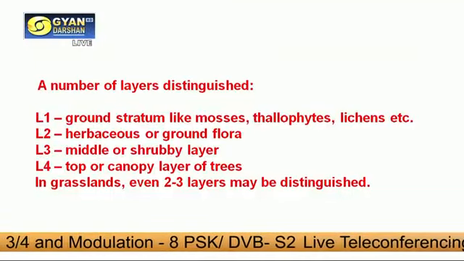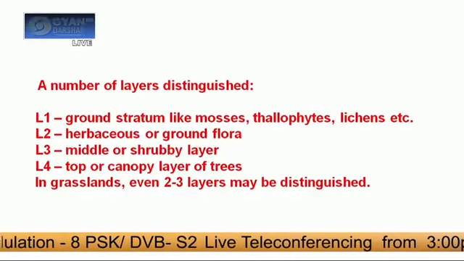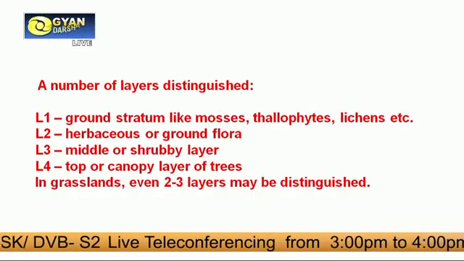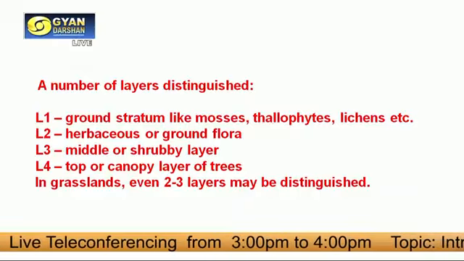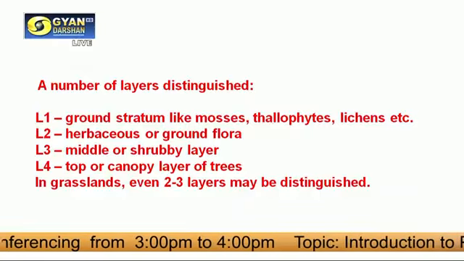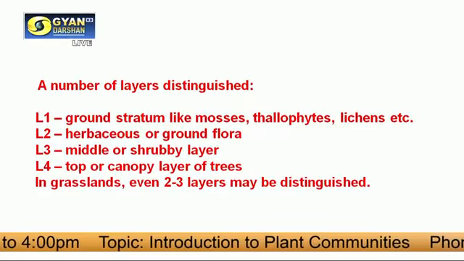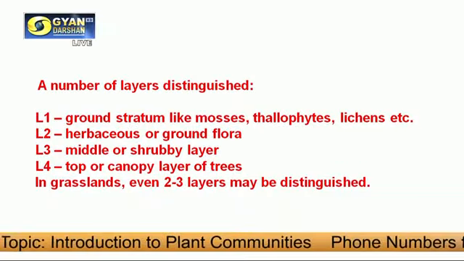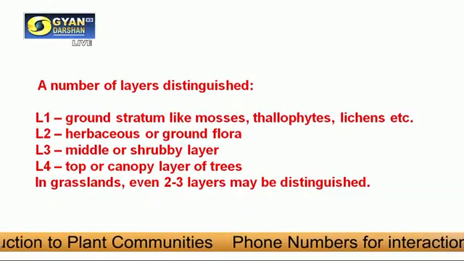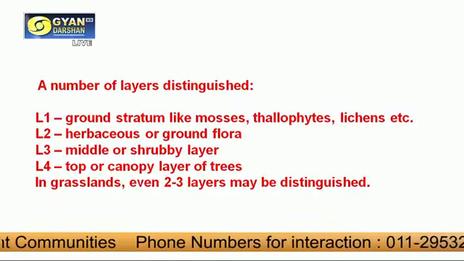So the number of layers is distinguished. L1, ground stratum: mosses, lichens, thallophytes, algae, fungi. L2, the ground flora. L3, shrubby layer. L4, canopy layer of trees. So you can see that they are present in layers. This is called stratification. Next is sociability.